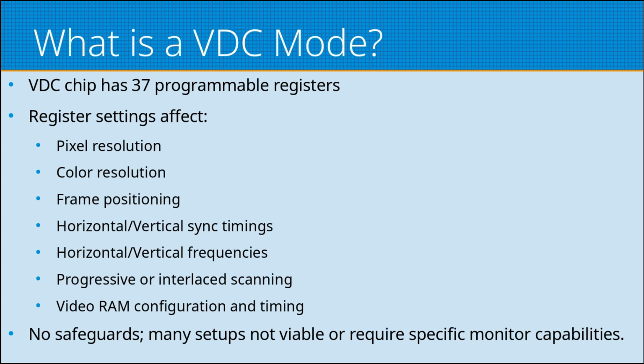And so these registers are confusing to work with, and there's really no safeguards. So many setups, many values that you could put in these registers are just not viable. Or if they are viable, they're only viable with certain monitors that would support those timings that you're going to output. So what I wanted to do was define some modes that are realistic and that cover a pretty wide gamut, so that, given an application that you have in mind, you can select the mode that's most appropriate for that application, easily set it up through an API, and then just draw graphics on the screen. That was the idea.